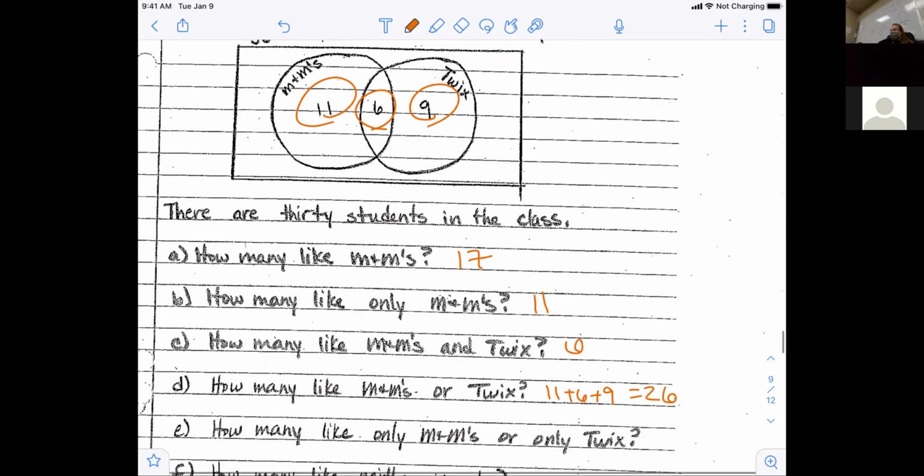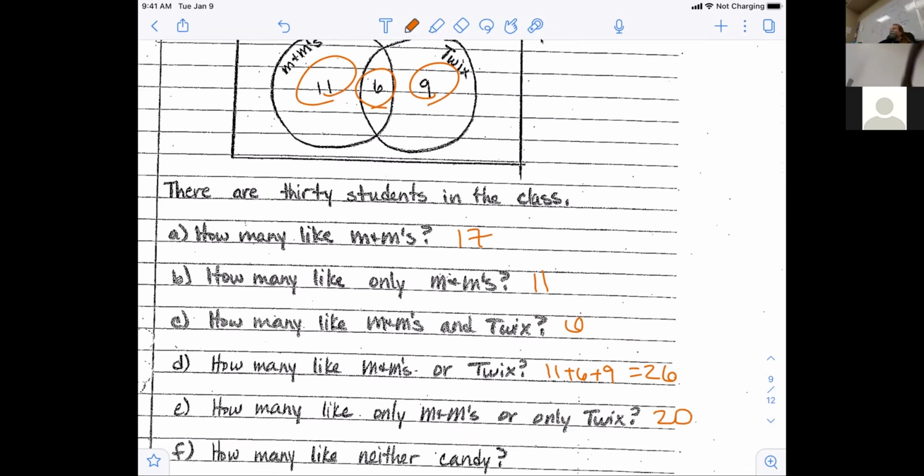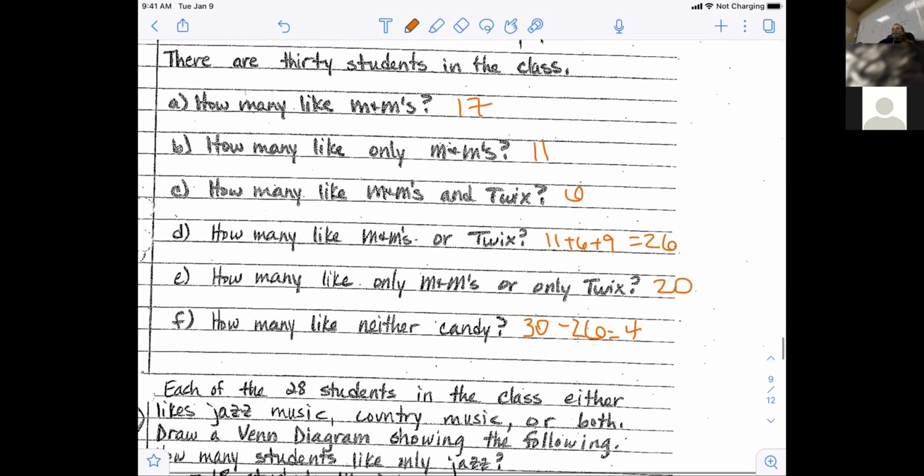How many kids like only M&Ms or only Twix? That's the 20 I want. So only one or the other, not both. That's the 20 that I'm looking for. And then how many like neither candy? 4. Where'd you get 4 from, Kate? Good. We took the whole number of students we had minus the kids accounted for in the candy, and I got 4 were left. All right, that wasn't too bad, was it? No. Okay. I love it when they give us a Venn diagram.